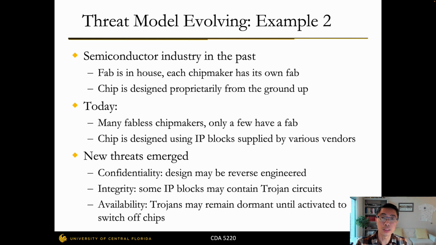However, today, this chip design process has changed. There are many fabless chip makers. Actually, most of the chip makers are fabless. They don't have a fab in their company, and there is a separate fab company that manufactures chips for them. For example, NVIDIA and AMD are fabless chip makers, and the fab company may be TSMC, Samsung, etc.